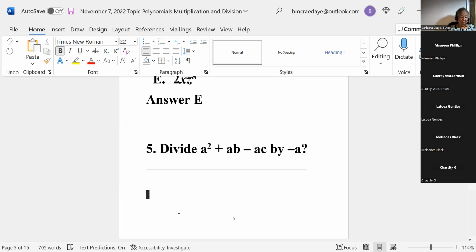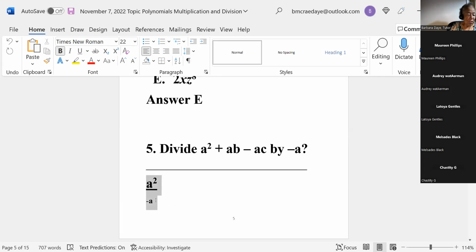Well, let's break this up. A to the 2nd plus AB, A to the minus 2nd, AC, divided by minus A. So just divide this up. A to the 2nd, let's just put that here. Now divide that by minus A. So let's put an underline and put a minus A underneath. Because all we're doing is taking the polynomial and breaking it up in division of monomials.